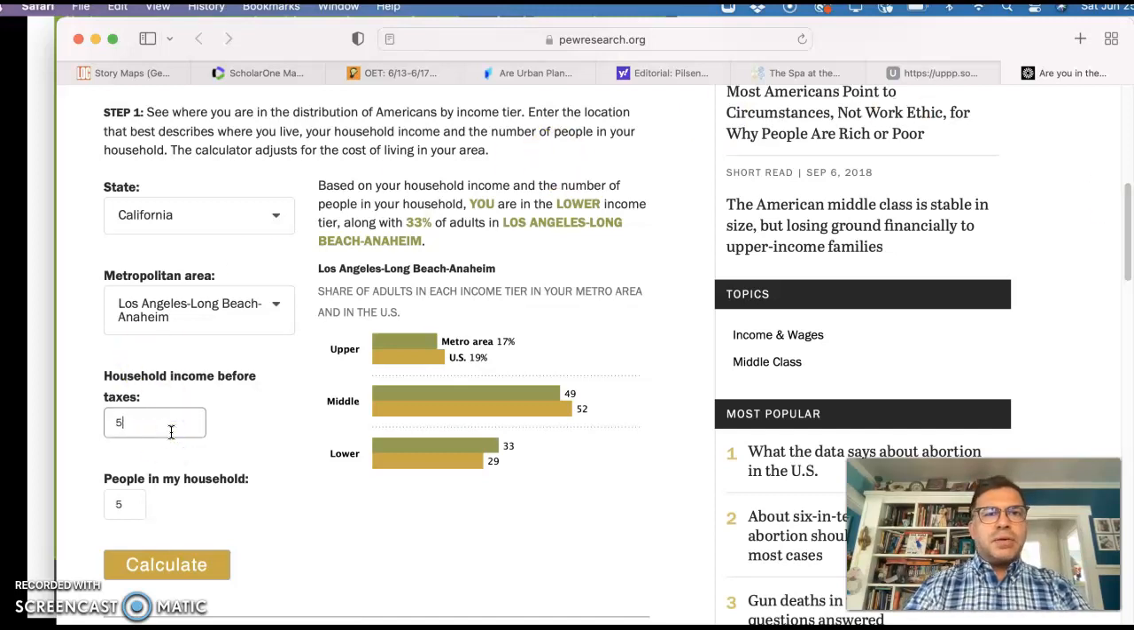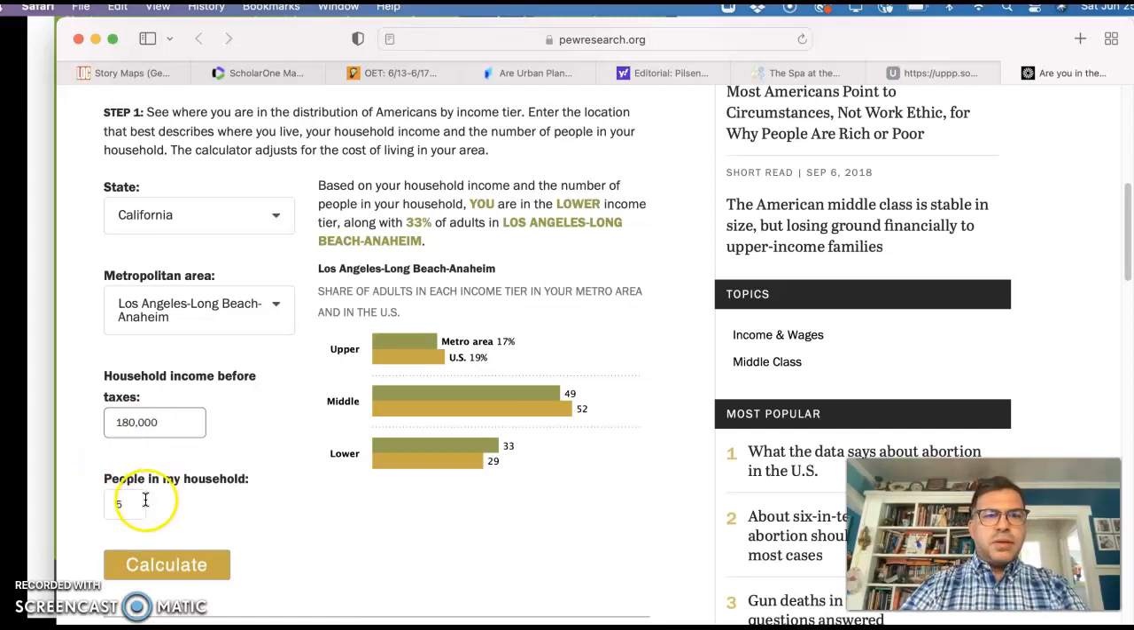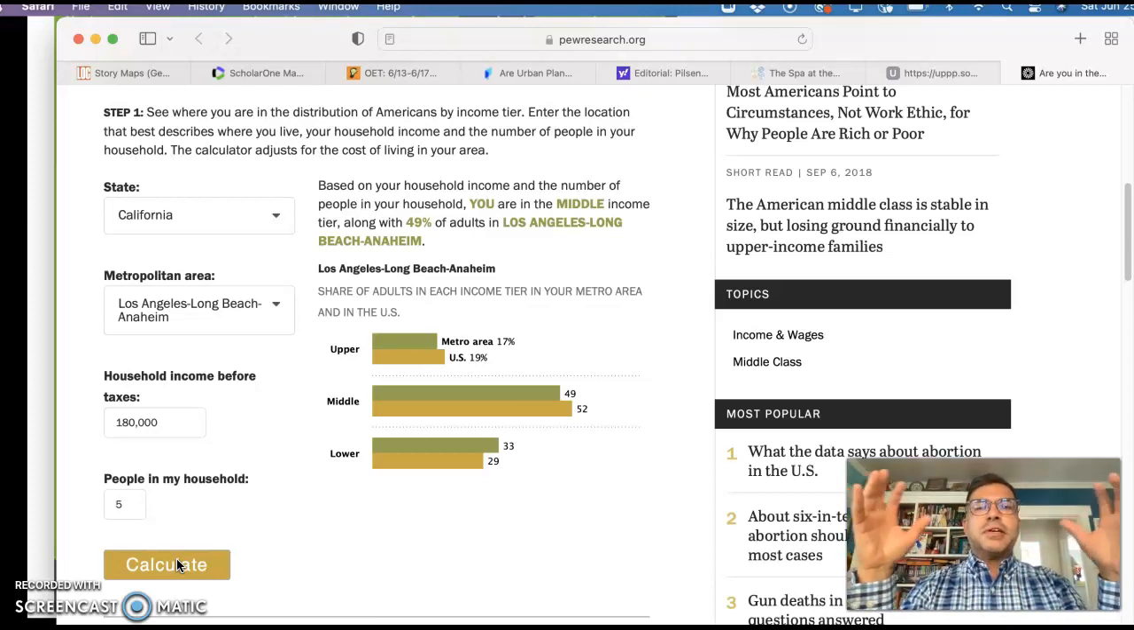Let's change this a bit. Out of curiosity, what about if there's a household income of 180,000 with 5 people? Okay, let's see. You are in the middle income tier, along with 49% of adults in the LA, Long Beach, Anaheim area. That gives you a big picture view of the difference when we talk about middle class or working class. You could add some other information there to get into more details.